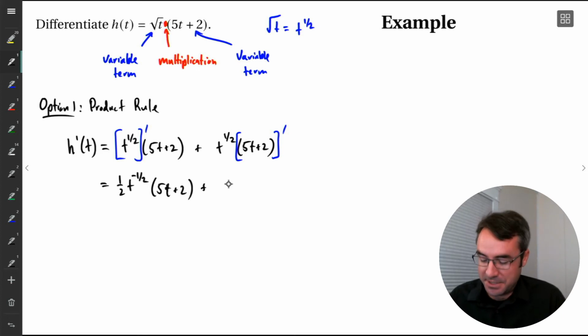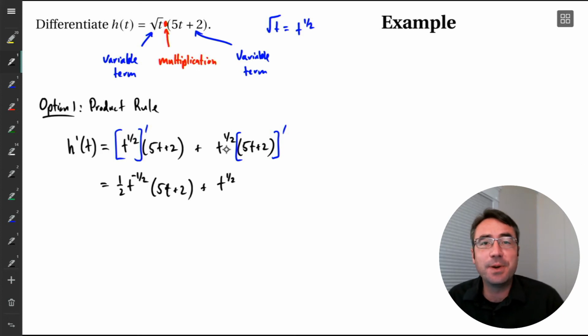And then we have a plus t to the 1/2. That's outside the brackets, so we don't do anything to it. And then we have this 5t plus 2 over here inside the brackets, so we need to finish differentiating that. And the derivative of 5t is 5, and derivative of 2 is 0. And there we go. We have our derivative. And if we needed to, we could simplify this further.